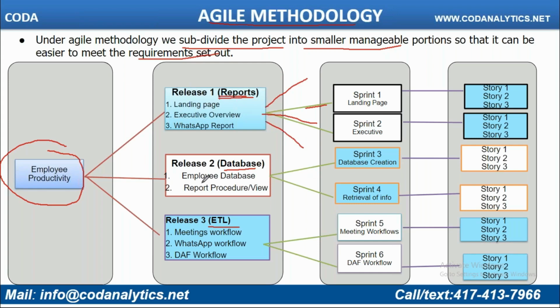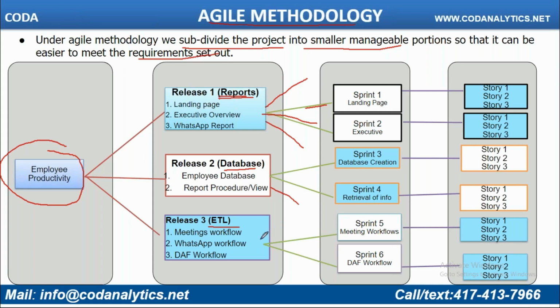So we also do the same to release 2, which is the database. We subdivide into sprints, sprint 3, sprint 4, data sprints. For example, database creation, retrieval of information, stored procedures, and inserting data into the database. So we subdivide the database into various sprints.